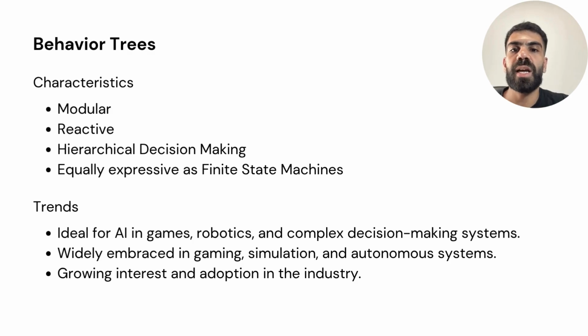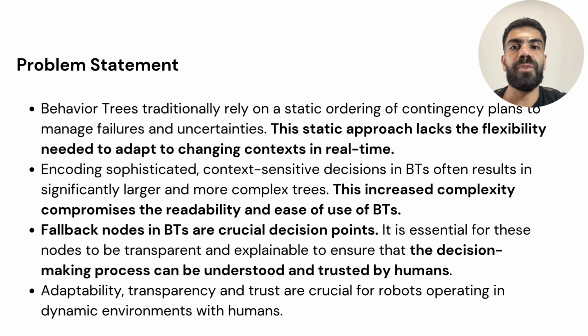Behavior trees have become extremely useful and popular in robotics because of their numerous advantages, including modularity, reactivity, hierarchical decision making, and being equally expressive as finite state machines. We have identified that behavior trees rely on static ordering for managing failures and uncertainties. However, this fixed approach fails when contexts change in real time, as it lacks the flexibility required to adapt.